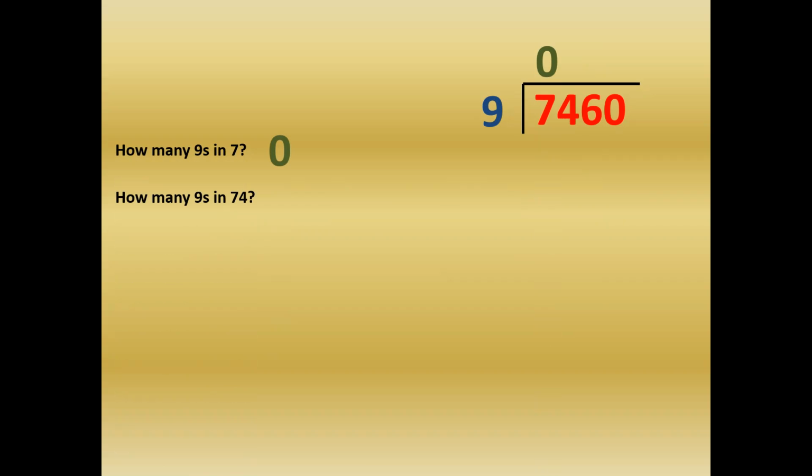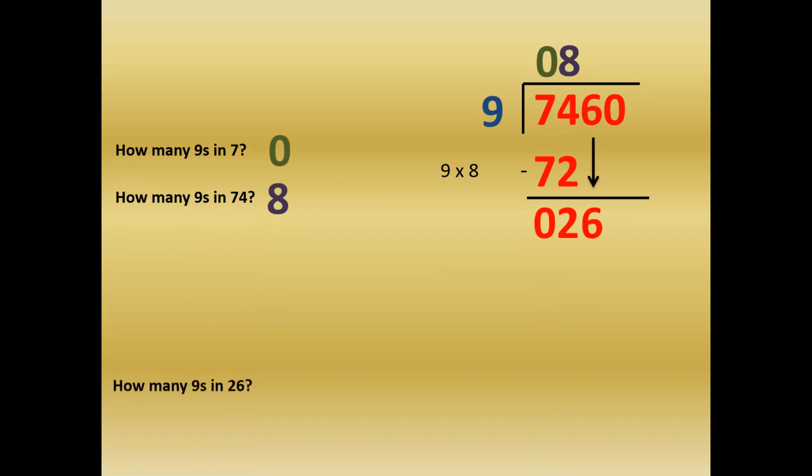That one's a little bit more of a tricky one. It would be 8. So we put an 8 above the 74, or the 4 in 74. And then we have to do 9 times 8, which is equal to 72. We subtract the 2, 74 minus 72, which is equal to 2. Then we have to take down our 6.